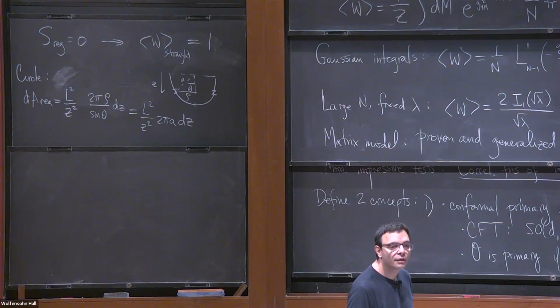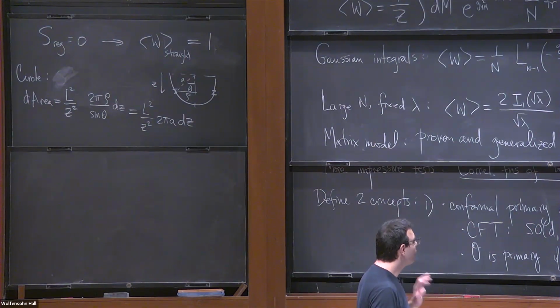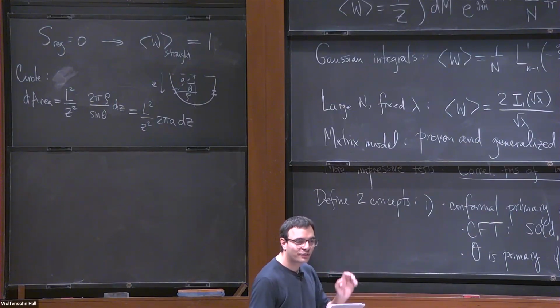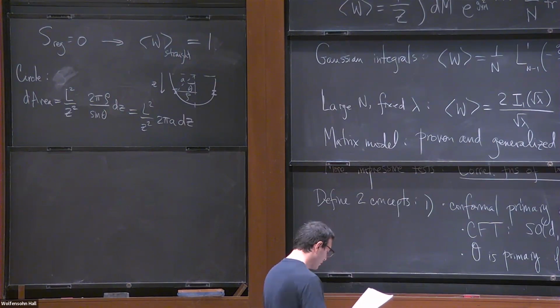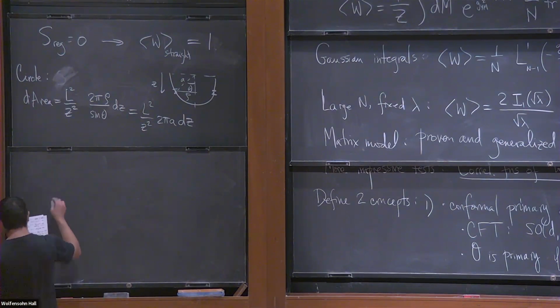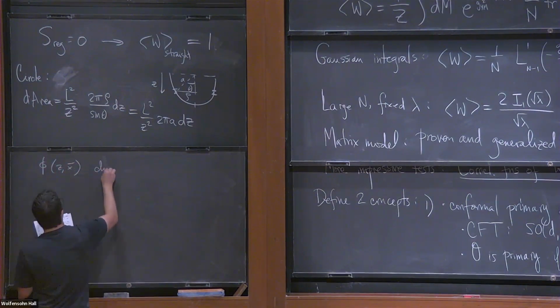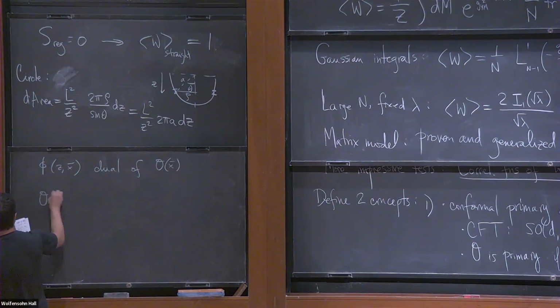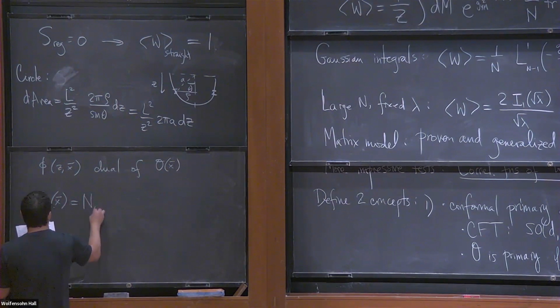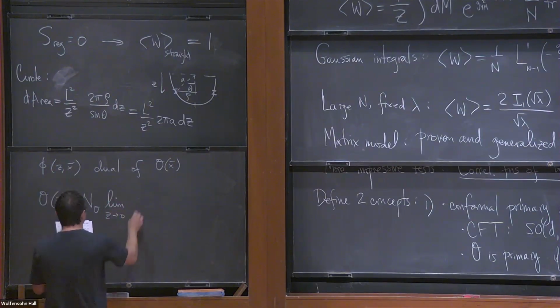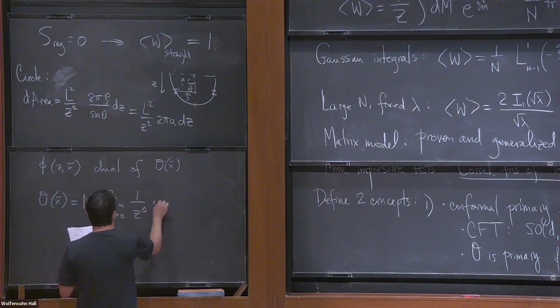Sorry? From the boundary operator to the bulk operator, so there are systematic. Oh, that's a very hard question, how to go from the boundary operator to the bulk operator. The other way is easy, so I'm going to tell you the other way. So if phi of z and x is the dual of O, then O of x, up to some normalization, is the limit when z goes to 0 of 1 over z to the delta times phi of z and x.